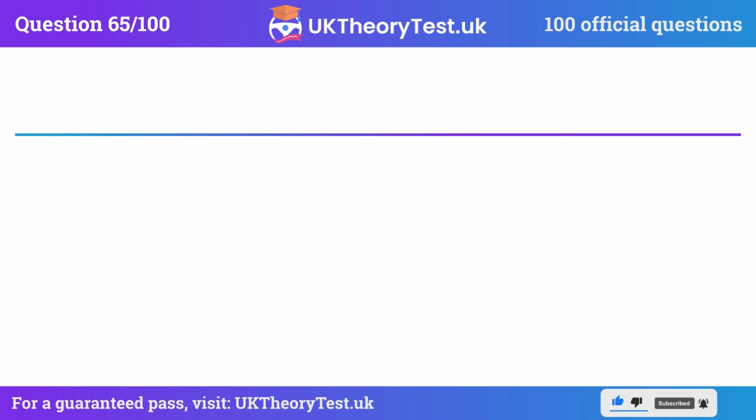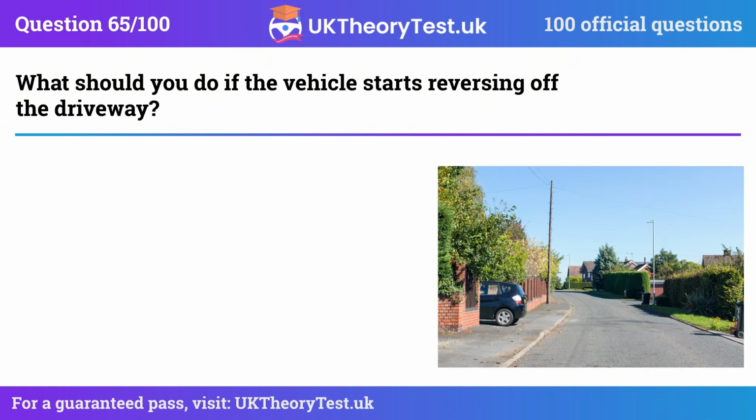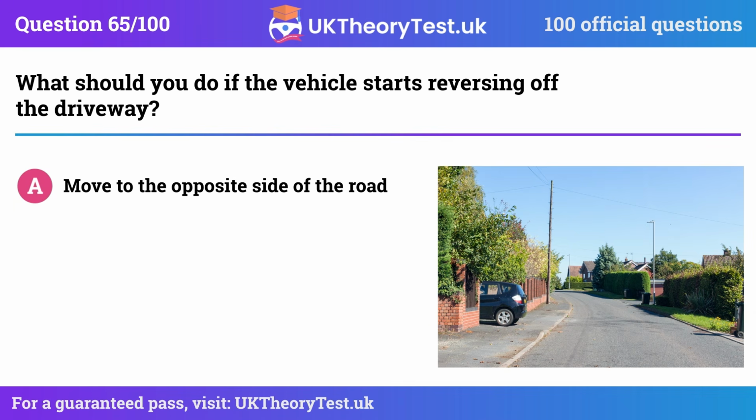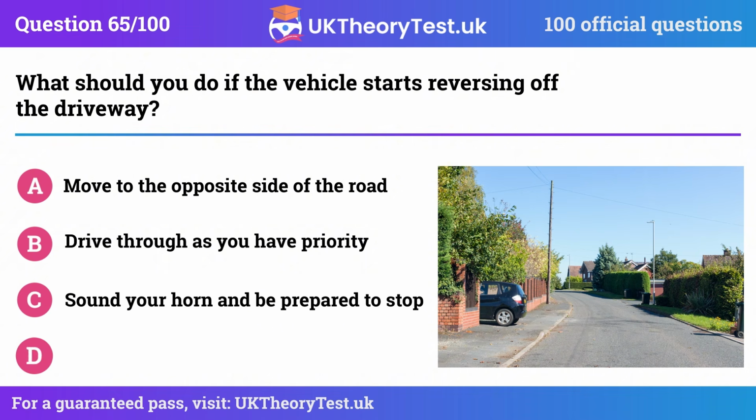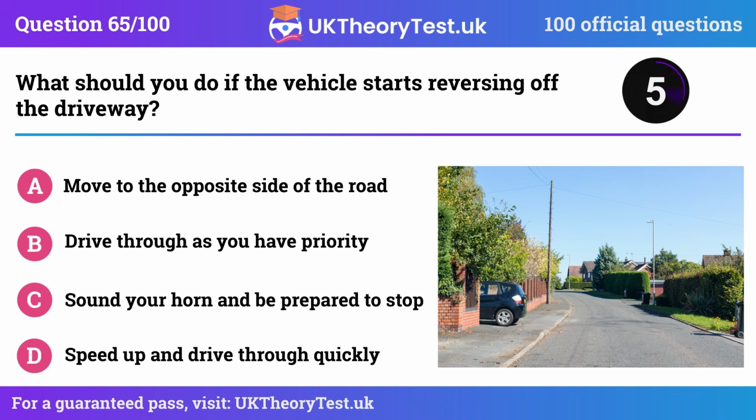Question 65. What should you do if the vehicle starts reversing off the driveway? A. Move to the opposite side of the road. B. Drive through, as you have priority. C. Sound your horn and be prepared to stop. D. Speed up and drive through quickly.